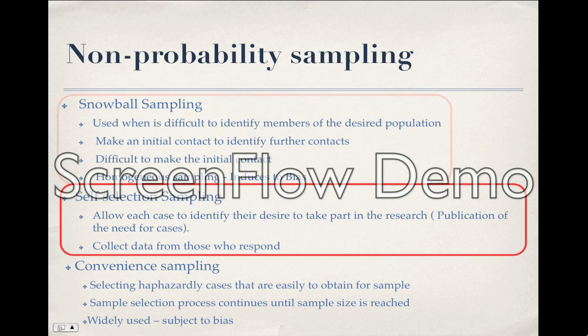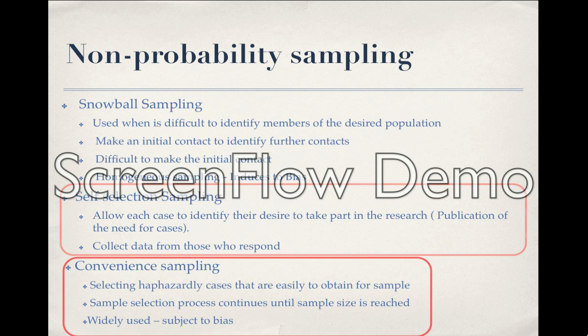You have self-selection sampling, when you allow each case to identify their desire to take part in the research, through publicizing the need for cases. For instance, you can put signs up at the university saying you're doing this and this research, who wants to be part of it, or you can announce it on the internet or whatever. And then these people come to you because they want to be part of the project. And then you collect data from those who respond.